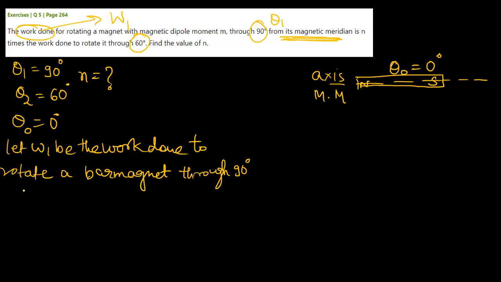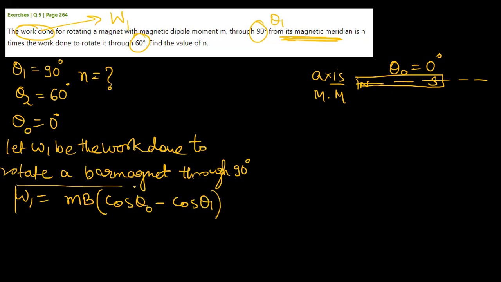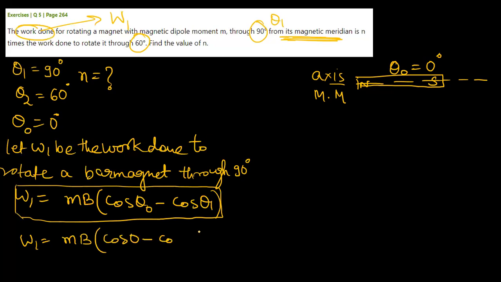So we know the work done formula: work done will be equal to mB into cos theta 0 minus cos theta 1. I'm writing W1 over here because it is the first work done. So W1 will be equal to mB into cos 0 minus cos 90, right? So W1 will be equal to mB into 1 minus 0. That will be mB.